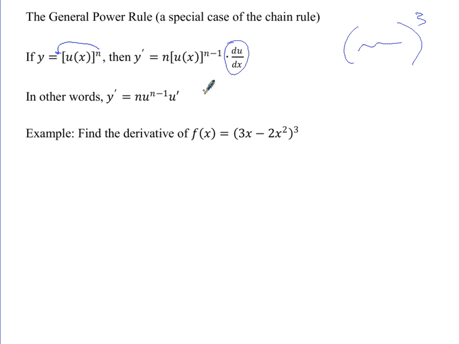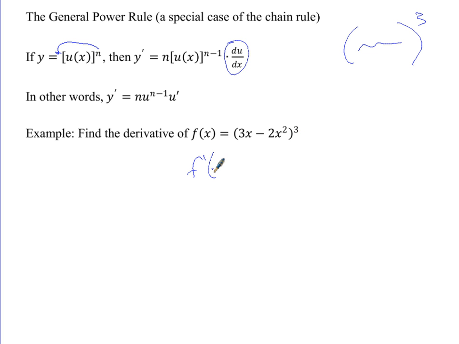Just get used to how to work with the general power rule, and you won't have to remember either of those. So find the derivative of f of x equals the quantity 3x minus 2x squared to the third power. Is that a general power rule situation? It's definitely a chain rule situation. We have an inner function here. Okay? So let's use the general power rule.